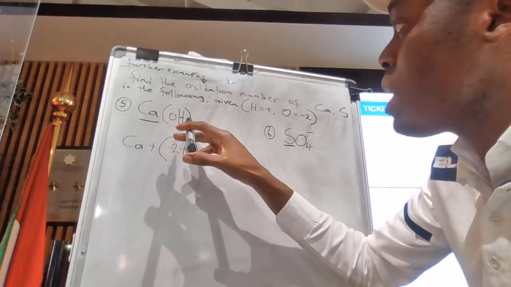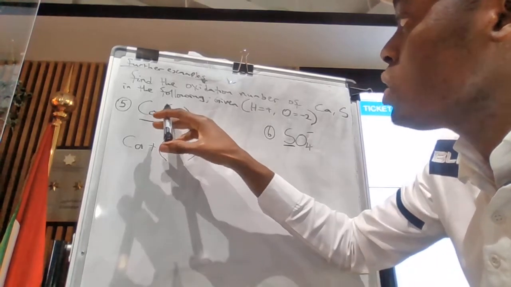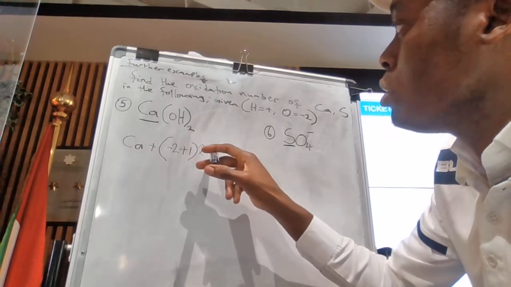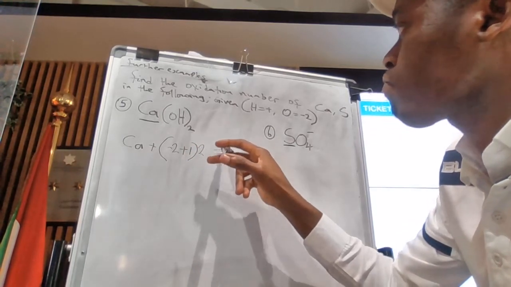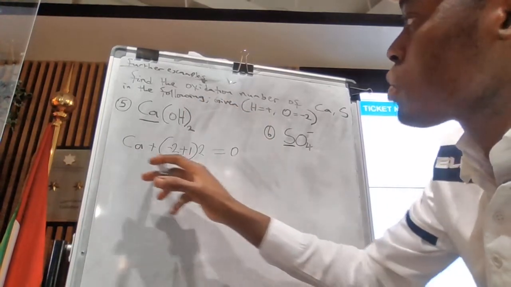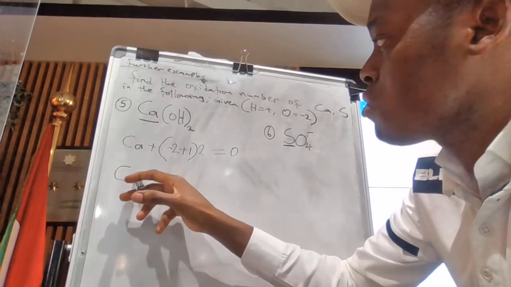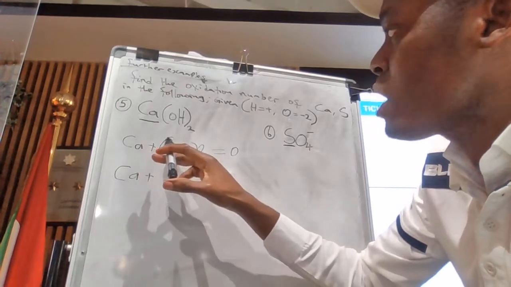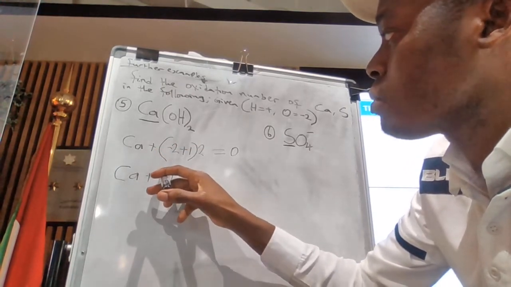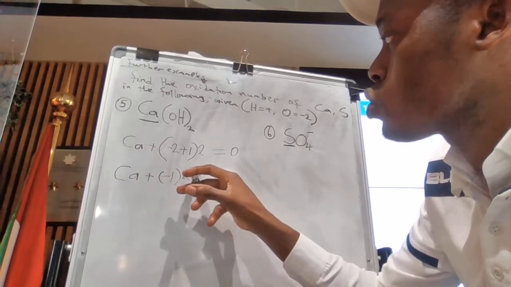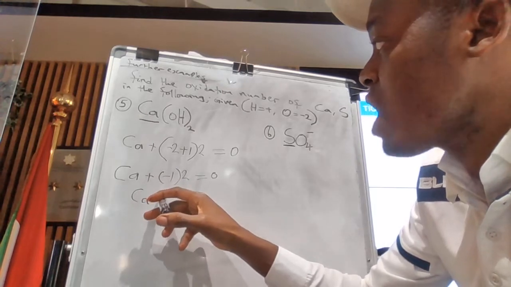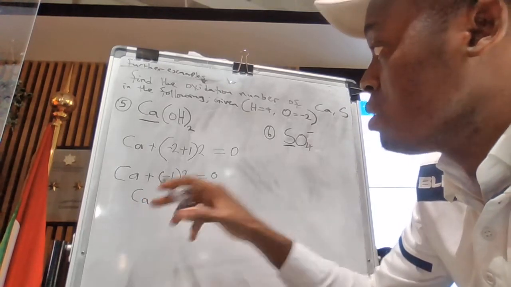Only this one is multiplied by 2. The 2 is for only oxygen and hydrogen, that is times 2. Everything equals to the power, that is what? 0. So from what we have here, we now have calcium plus -2 plus 1, that will give us -1, into bracket 2, equals to 0.